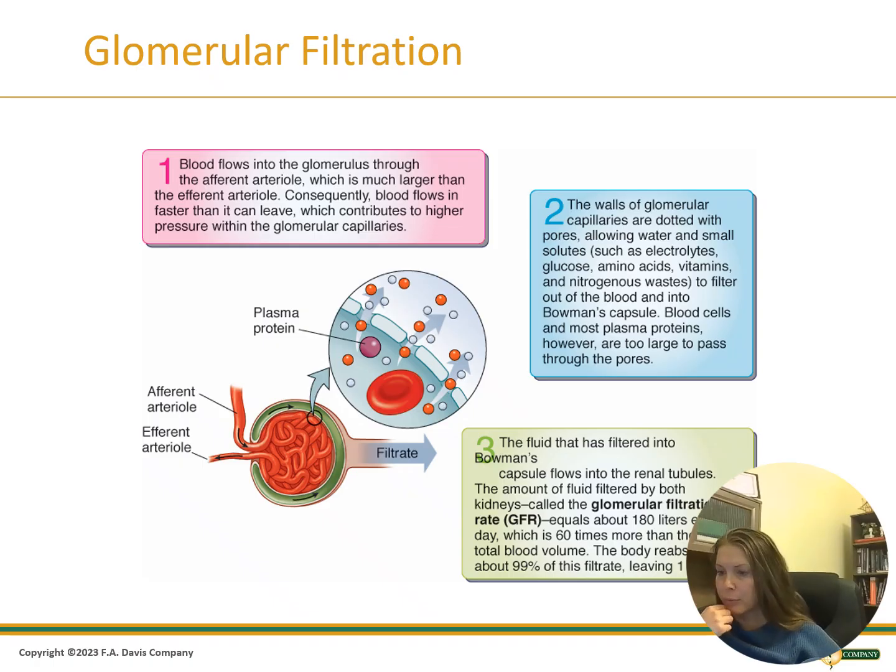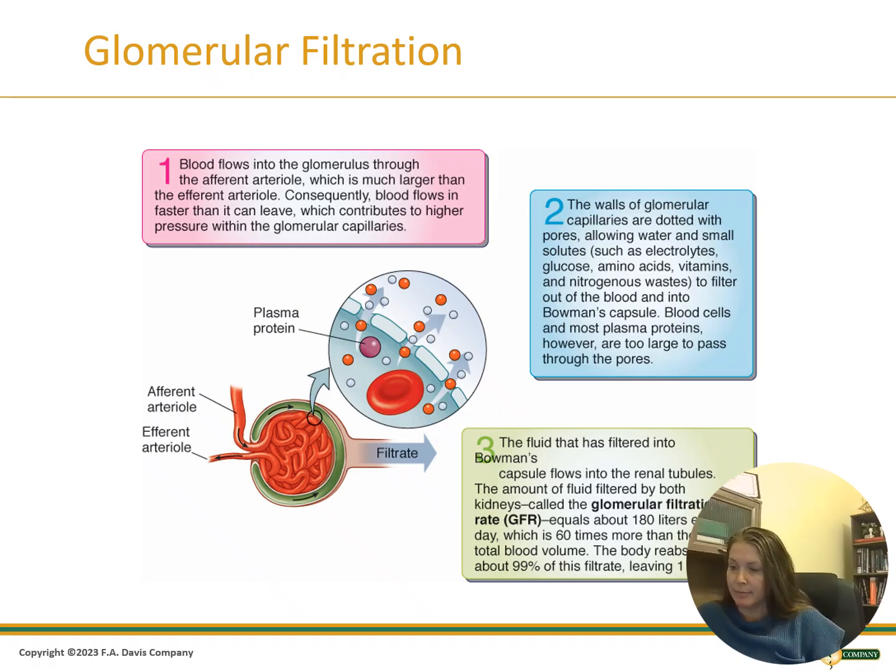So it goes to create a high pressure blood flow. Our blood is entering the glomerulus via the afferent arteriole, and that's going to create high pressure, which is going to force fluid out of the capillaries. We have the filtration at the glomerulus. Our capillary walls have these pores that allow the water and small solutes like electrolytes, glucose, some amino acids, vitamins, and nitrogen waste to pass through into the Bowman's capsule.